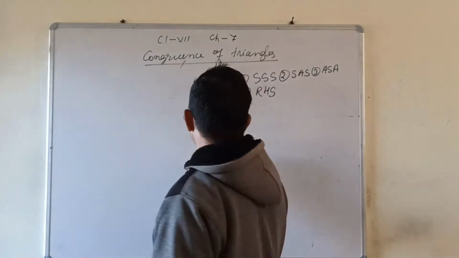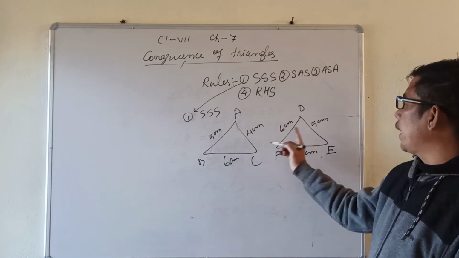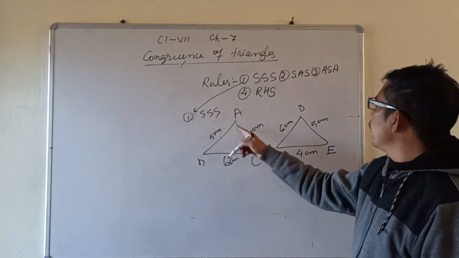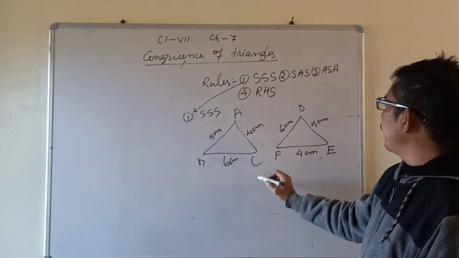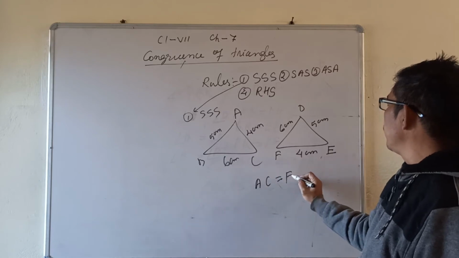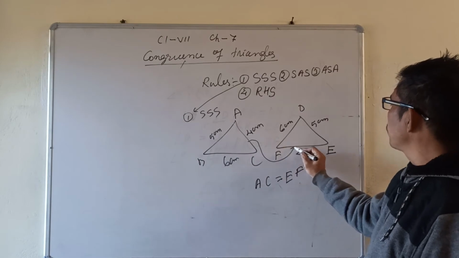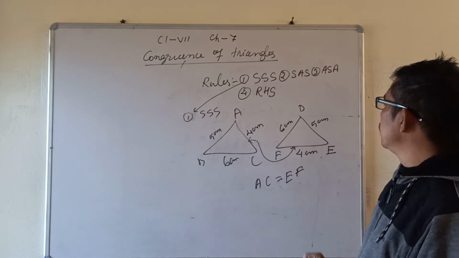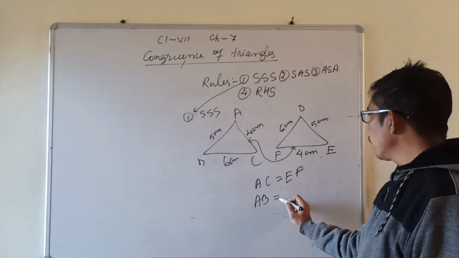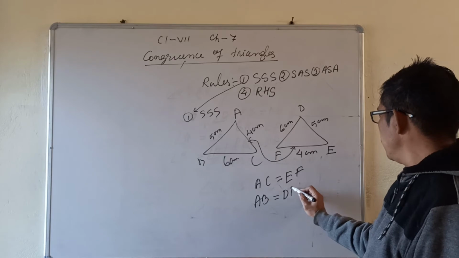For example, two triangles are given like this with the lengths of the sides shown on the board. Here see, AC has the same length as EF. AC equal to EF. AB equal to DE.